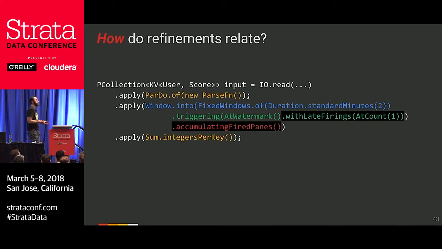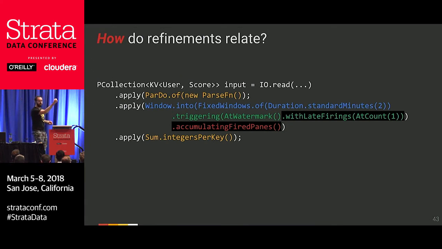So we don't expect many. Our heuristic's pretty decent. And we're also going to dictate how those refinements relate. So we're going to now have more than one answer for certain windows, and we want to say how those multiple answers relate. In this case, we're going to accumulate fired panes. That means we're going to build upon previous answers.